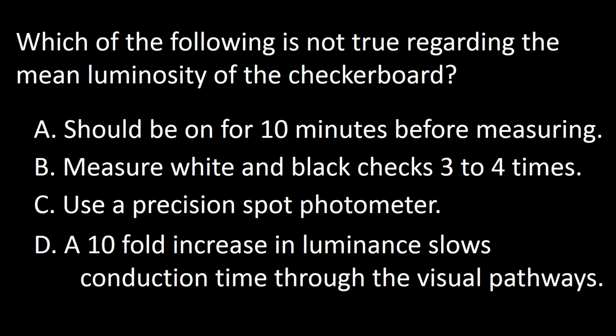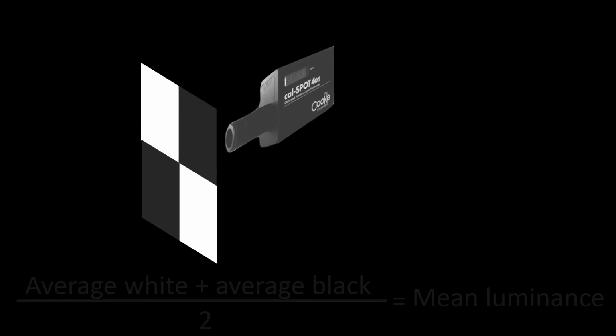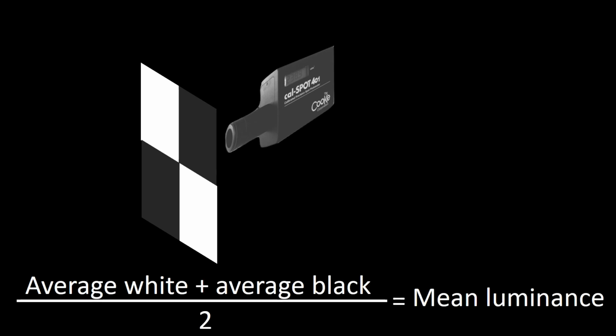Next question. Which of the following is not true regarding the mean luminosity of the checkerboard? A. Should be on for 10 minutes before measuring. B. Measure white and black checks 3 to 4 times. C. Use a precision spot photometer. D. A tenfold increase in luminance slows conduction time through the visual pathways. The mean luminosity of a checkerboard is obtained by measuring the luminosity with a photometer. This is done by finding the mean of white and black checks, adding them and dividing them by 2. How do we go about doing this?